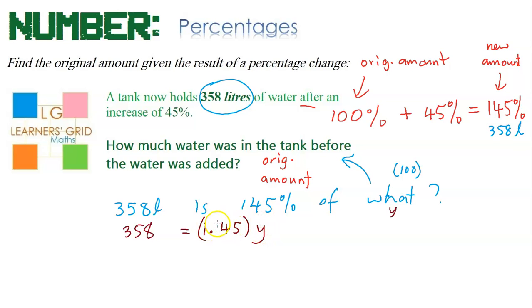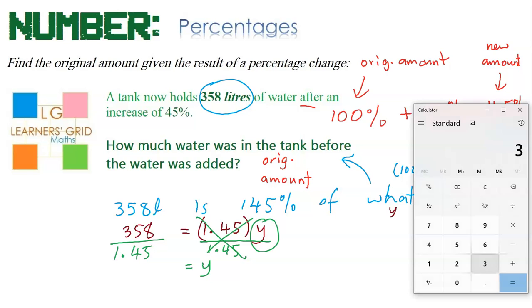To cancel multiplying by 1.45, we do the opposite. We do the inverse, which is to divide by 1.45. And we've got to do it to both sides because whatever change we make to one side, we must make to the other to keep the whole thing balanced. Y multiplied by 1.45 divided by 1.45 cancels out. And that leaves just the variable on the right-hand side of the equation. And on the left-hand side, we have 358 divided by 1.45.